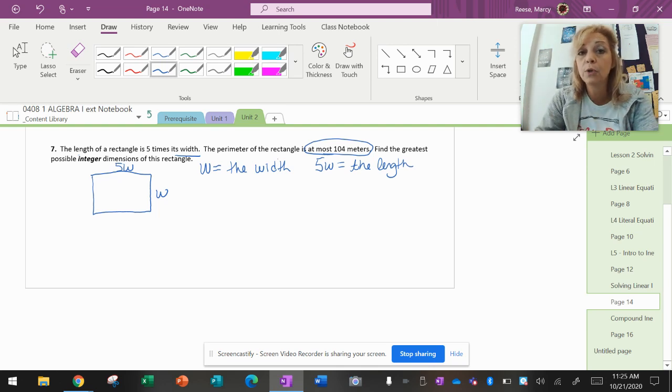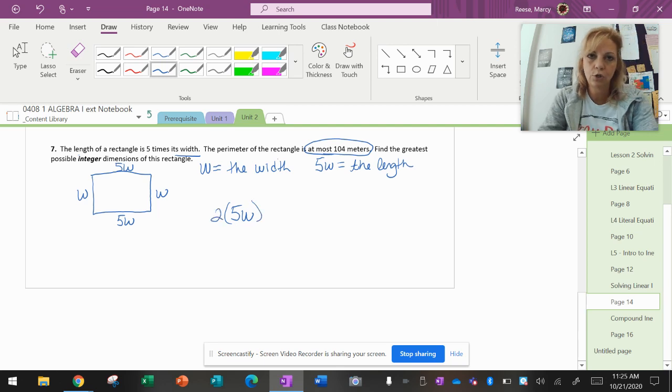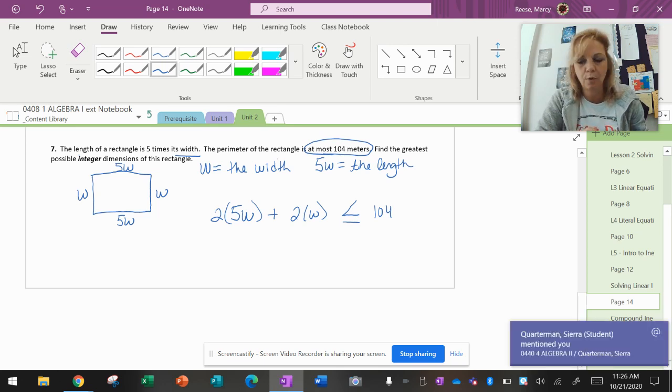Okay? So how do we do perimeter? Remember, perimeter is where you add all the sides. So I've got 2 of these. I got 2 5Ws. I've got 2 Ws. And they're saying that the most it can be is 104. So this perimeter has got to be less than or equal to 104. Can't go above 104, right? So 104 is like my maximum amount here.